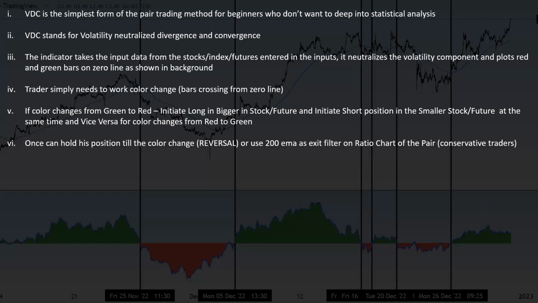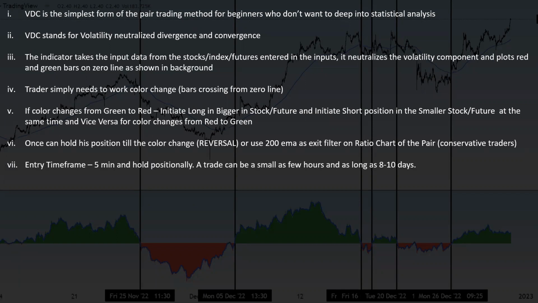Once in, one can hold the position till the color change, reversal, or use 200 EMA as the exit filter on the ratio chart. Meaning the one plotted behind, the 2 point something value, is the ratio chart. You can do some trailing on that to exit and enter trades. Entry time frame is 5 minutes and hold positionally.